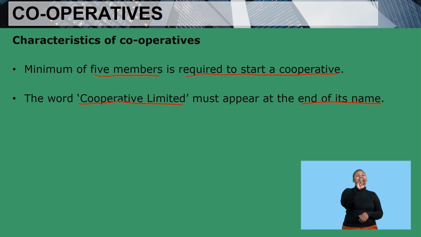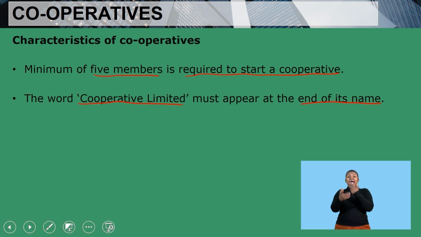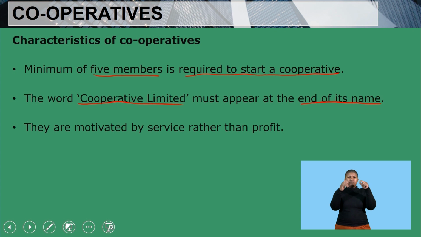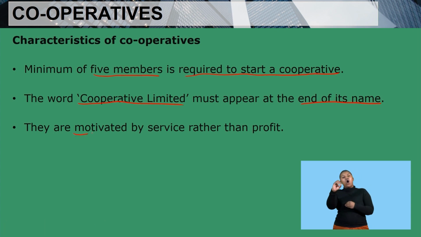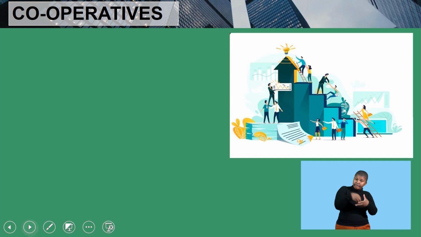So at the end of the name of your cooperative that you decided to start with a group of 5 people, the name must end with "cooperative limited." They are motivated by service rather than profit. So the members of a cooperative are motivated by service rather than making a profit.